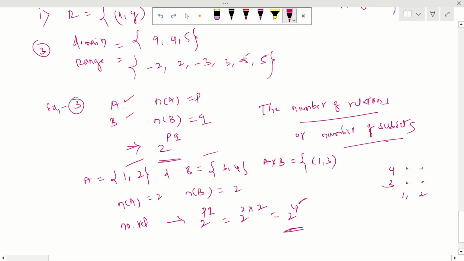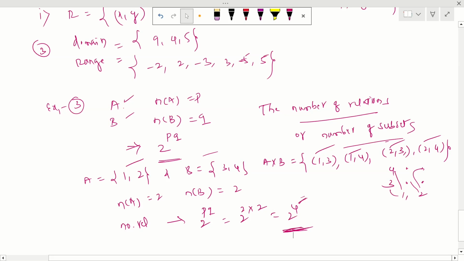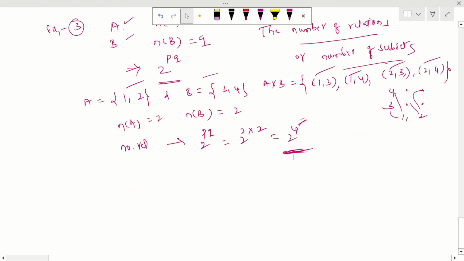Okay, 1,3; 1,4; 2,3; 2,4. Okay, 1, 2, 3, 4, so 4 pairs are there. But the number of relations we are representing is 2 raised to 4. So this is the meaning of the number of relations, and how to find the relations, domain, and range, all the meaning. Now we'll be solving the exercise.